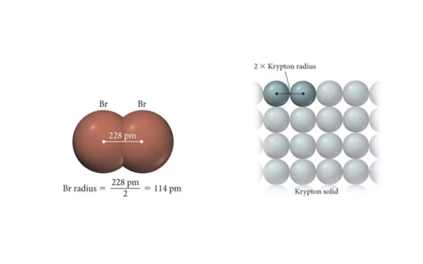On the right side of the screen, we have a collection of krypton atoms. When two of these atoms collide with each other, they bounce back like colliding billiard balls. This bouncing back happens because the electron clouds of the colliding atoms cannot penetrate each other. For this reason, the shortest distance separating the two nuclei during such collisions is twice the radii of the atoms. We call this radius the non-bonding atomic radius.